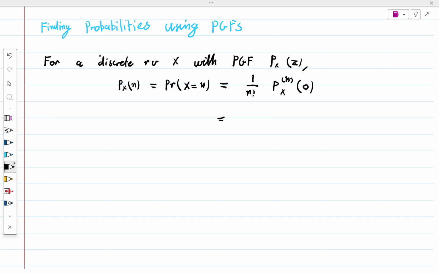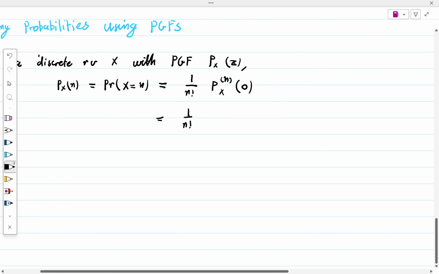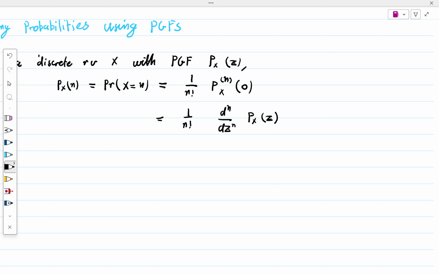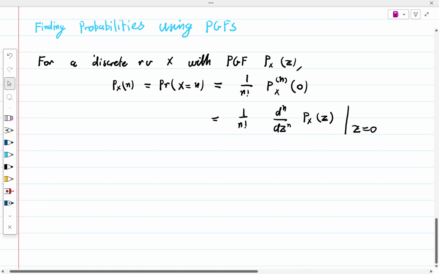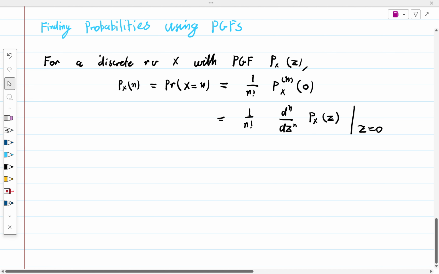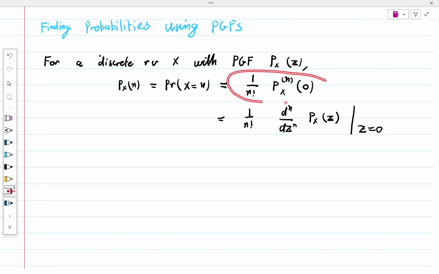And in case that definition isn't clear, I'm going to write 1 on n factorial of dn on dzn of the probability generating function evaluated at z equal to 0. Now, I want to prove this fact with some certainty and some rigor. So, to do that, I'm actually going to start with the right-hand side of this equation.